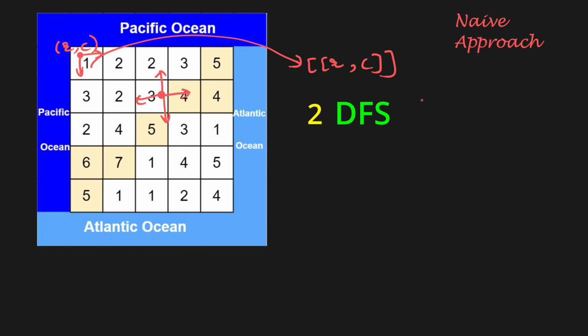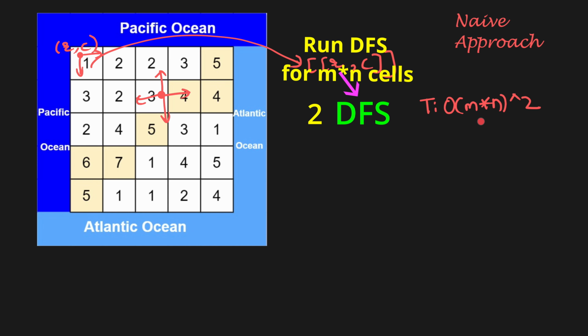The time complexity of this approach would be O of m times n squared, assuming the grid has m rows and n columns. The reason is that for every single cell, we are making two DFS calls. Each DFS could take up to O of m times n time in the worst case, as we may have to traverse the entire grid. So, the total time complexity quickly balloons to O of (m times n) squared.